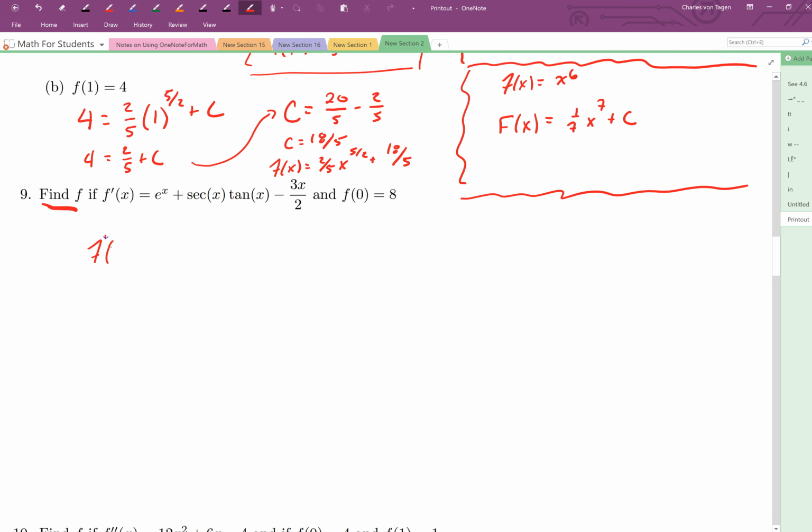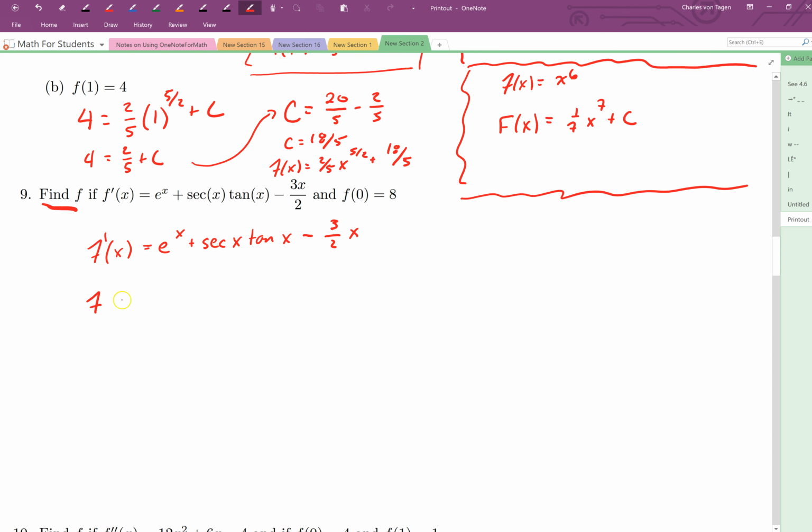Before I take the antiderivative of this, let's just take one step to slightly rewrite this function. For many of you, I think you'll find it helpful to rewrite the function prior to taking the antiderivative. It'll be a little bit easier to think through. So I'm going to rewrite this as -3/2 x. Okay. So now I'm ready to find the antiderivative of this.